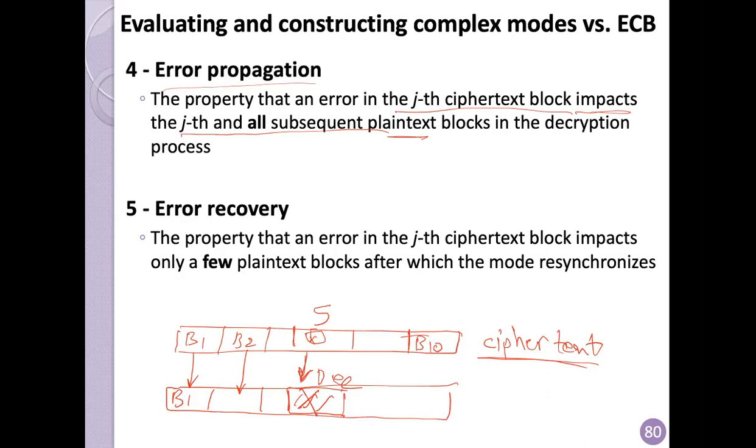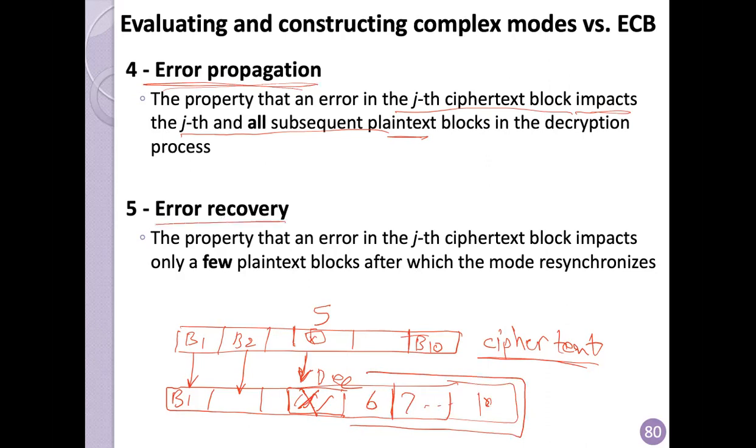But block number 5, we fail decrypting because of that error. And you know we have that diffusion property. If you change one bit, many things will change. So what you get as block number 5 plaintext is going to be garbage. This error may propagate to other blocks as well. We may not be able to decrypt block number 6, 7, and all the way to block number 10. If this happens, we say that the mode of operation propagates error.